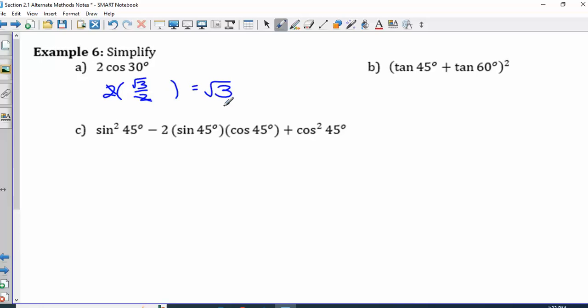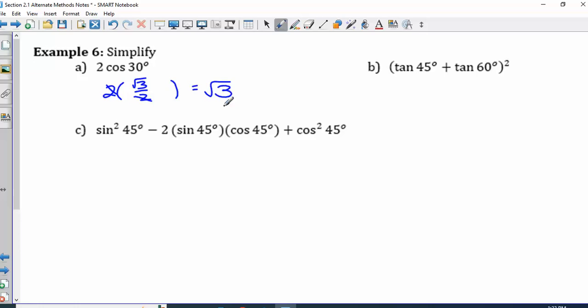square root of 3. I want to caution you about using your calculator on these things. If you put the radical in your calculator or try using the cosine button on your calculator, it will give you a decimal, and I'm not going to accept that. I want the radical form. Okay.